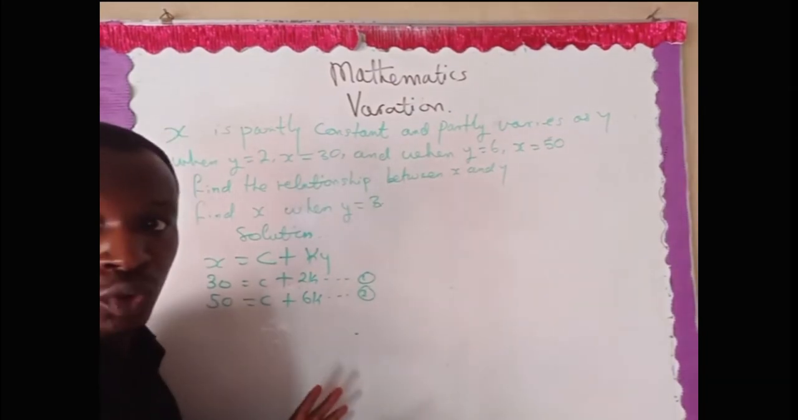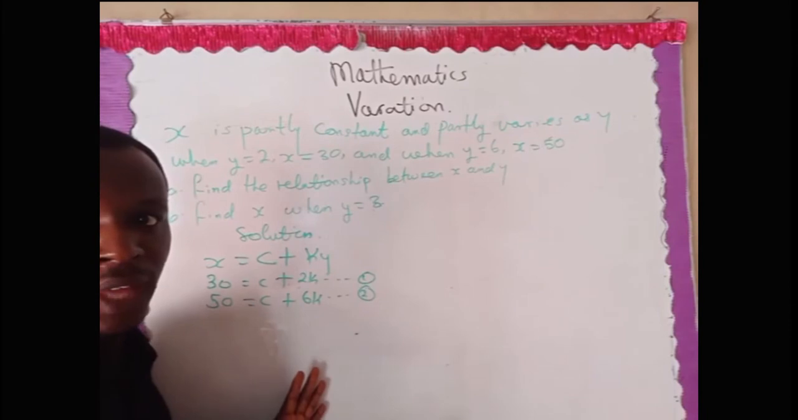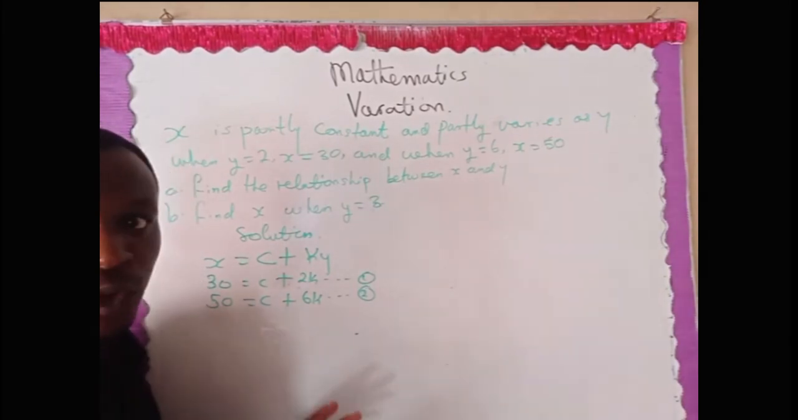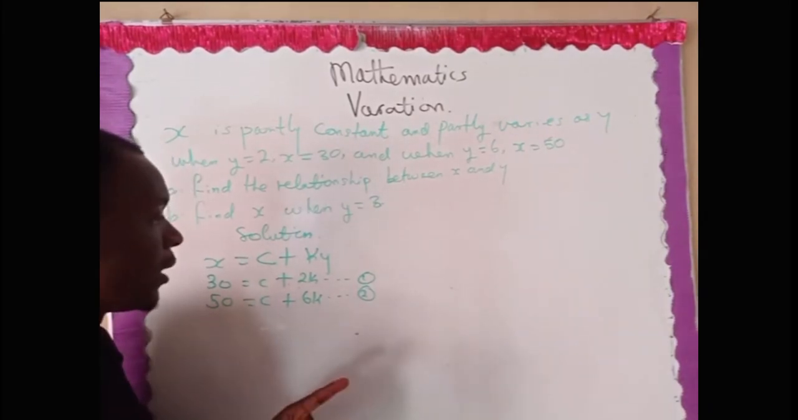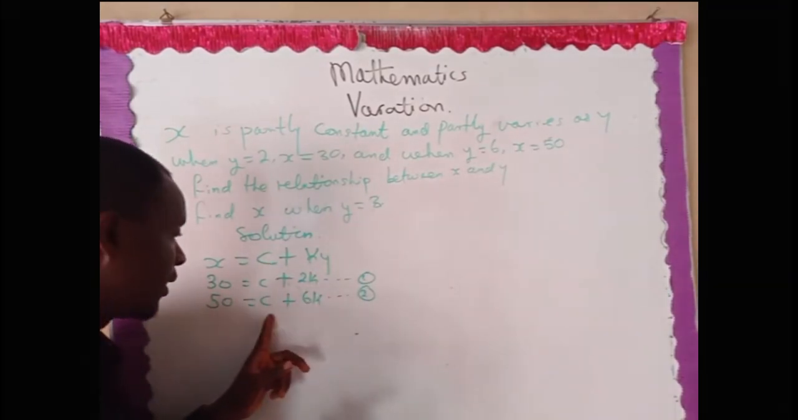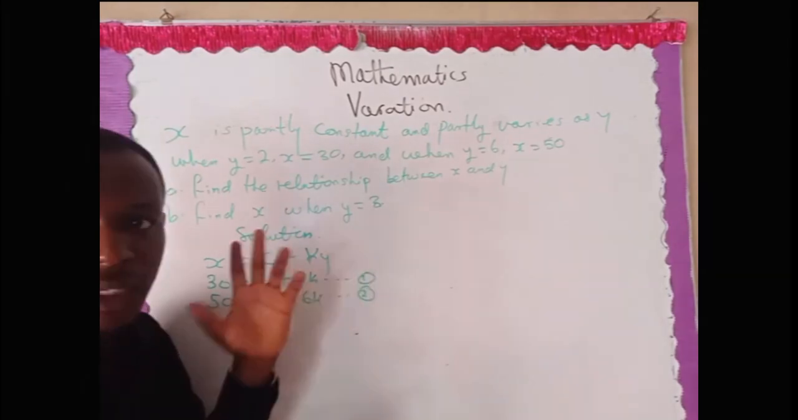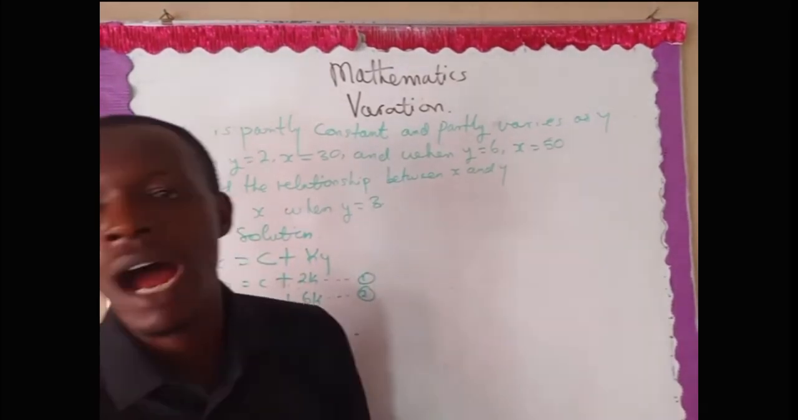Whichever method you want to use to calculate the values of C and K, you are free. Any method in simultaneous equations, you are very much free. But don't forget, the formula is here. So once you are done getting the values of C and K, come back here and substitute them. That will give us the formula connecting S and Y.